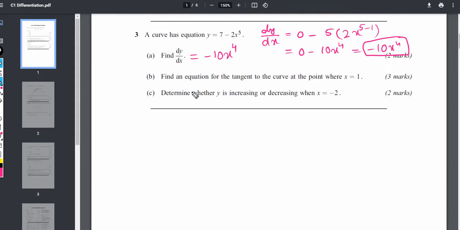Alright, now in part B, it says find an equation for the tangent to the curve at point x equals 1.